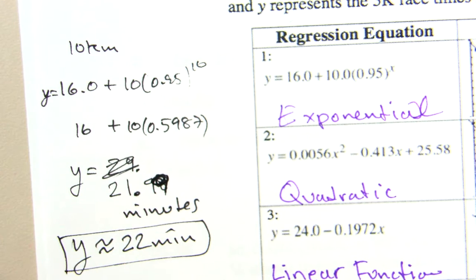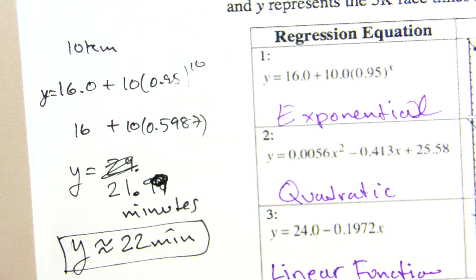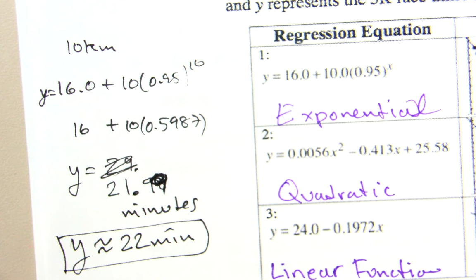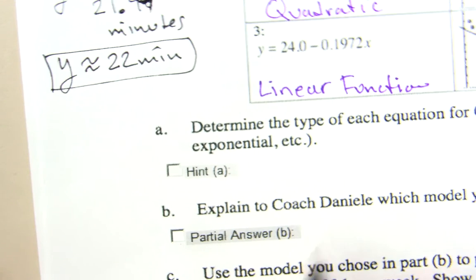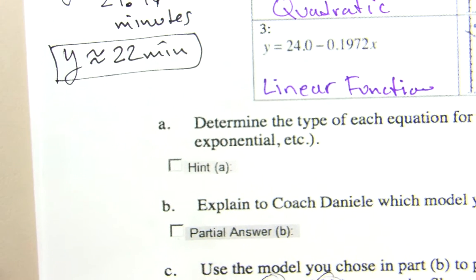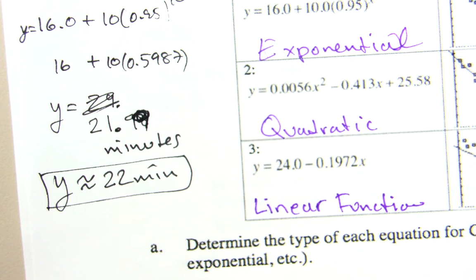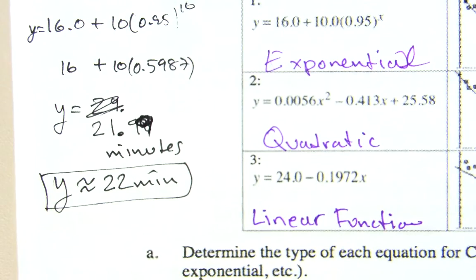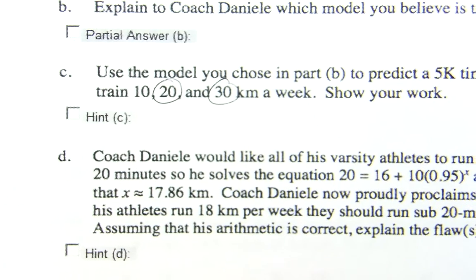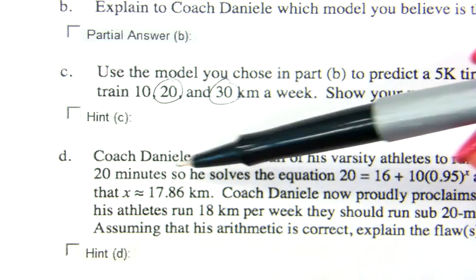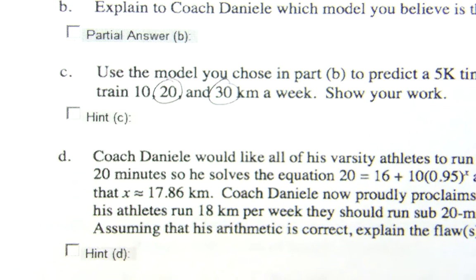So judging by the data, if you train only 10 kilometers a week, you're going to run in 22 minutes. And you need to do the same thing for 20, and then you need to do the same thing for 30. So hopefully you should start seeing that, ideally, the more that you train during the week, if you train for 20 kilometers or 30 kilometers a week, your time should improve, ideally. Okay, and then the last one is, I guess he determines that if you train for 20 minutes, you should get somewhere around 17.86 kilometers.